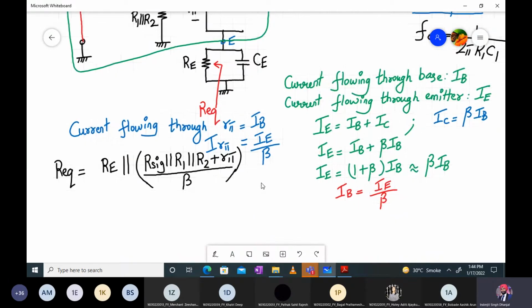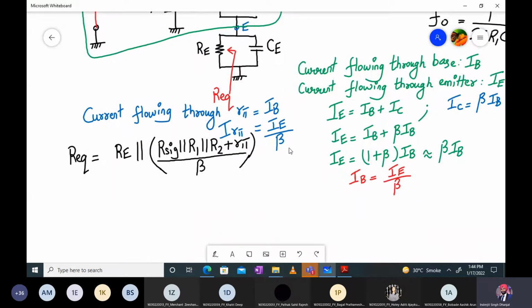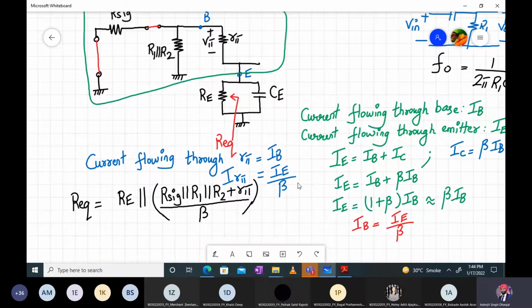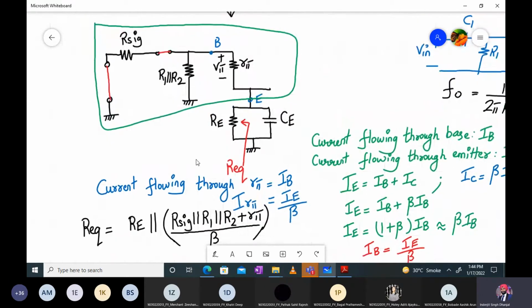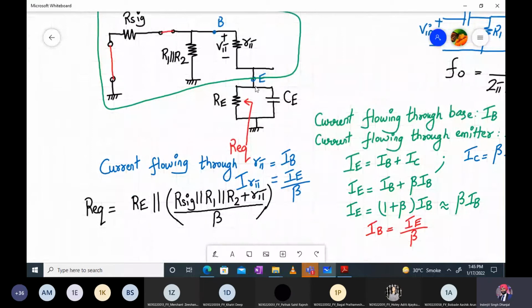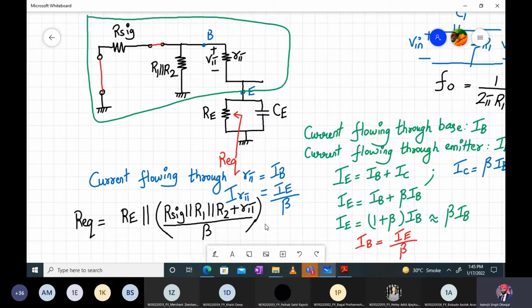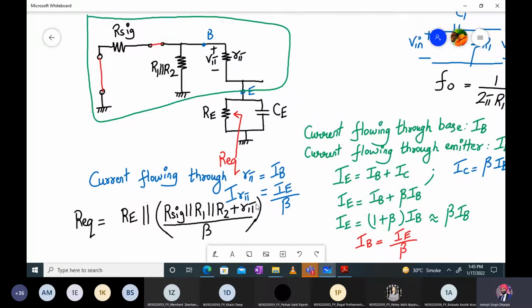Why should it be divided by beta? The same reason I R pi should be divided by beta, because you want to represent everything in terms of emitter current. So there is a conversion of base current to emitter current. When you want to convert base current to emitter current, you have to divide it by beta. Understood everyone this? How we have written R equivalent?